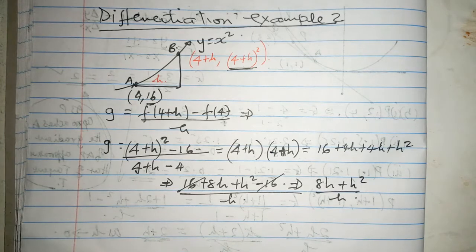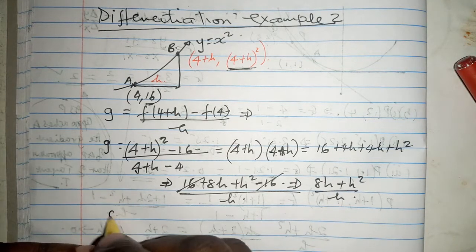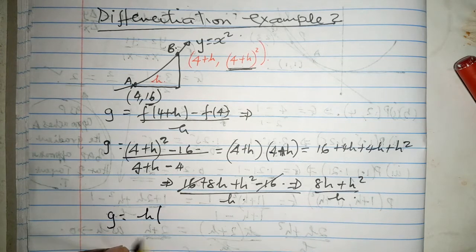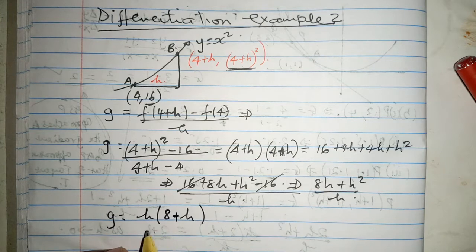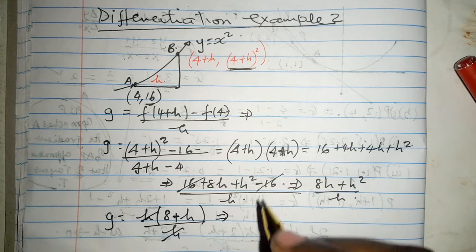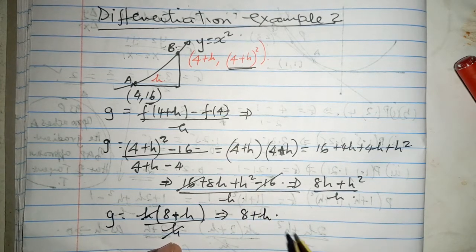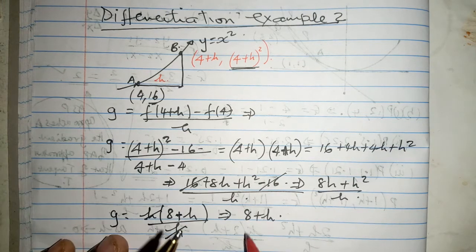You realize that at the numerator, h is common. So we can say the gradient is equal to h into bracket 8 plus h, all over h. Of course that cancels with that, and we get 8 plus h. And this is what you're supposed to show in the first part. Show that as h tends to 0, the gradient becomes 8 plus h. And that is just like it.